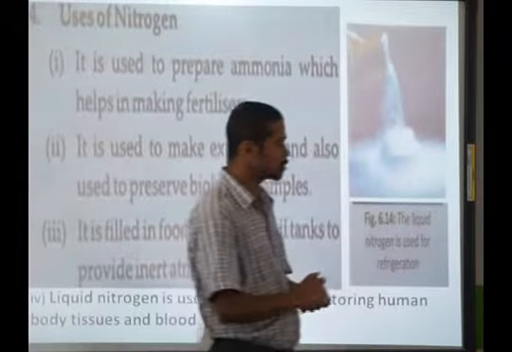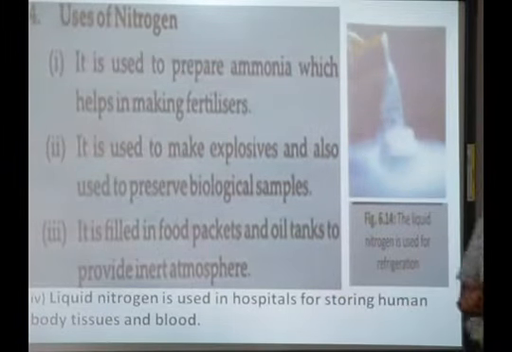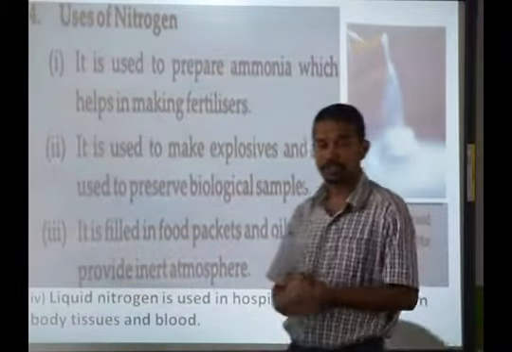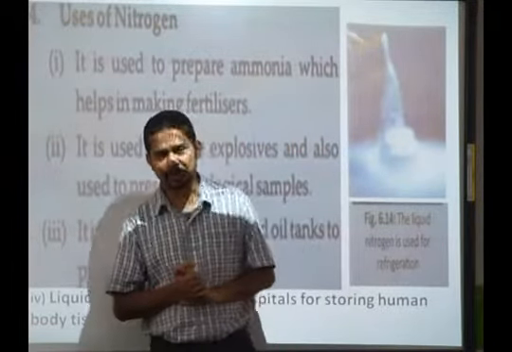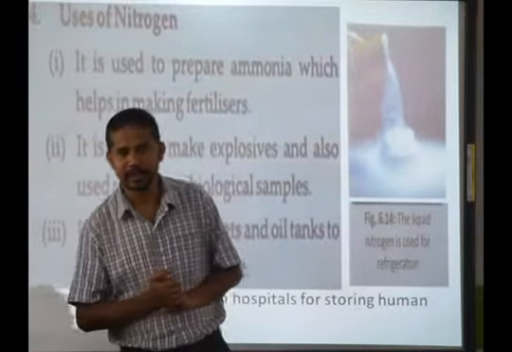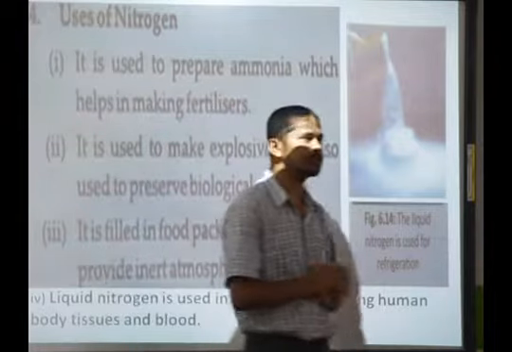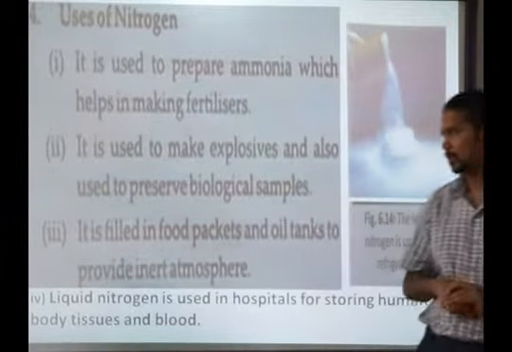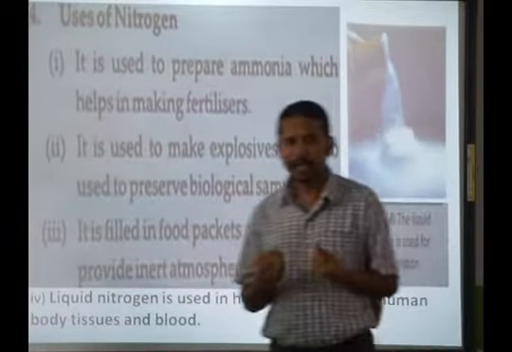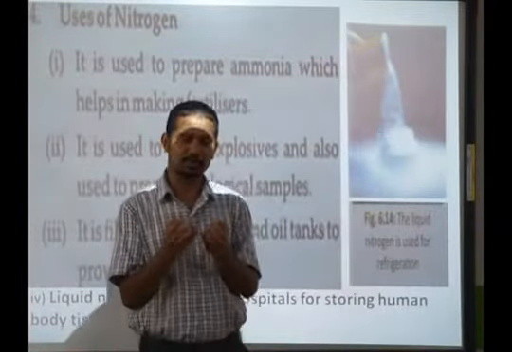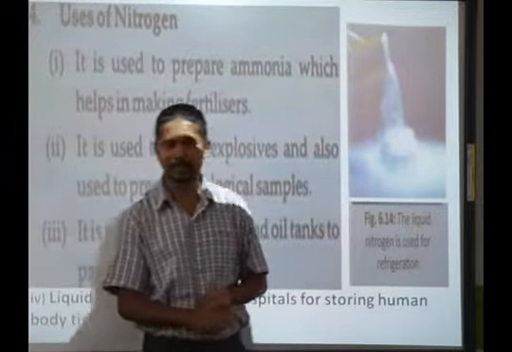Then uses of nitrogen. It is used to prepare ammonia, which is used for making fertilizers. It is used to make explosives, and also used to preserve biological samples. Nitrogen is somewhat inert, somewhat stable. That's why it is used for preserving biological samples also.